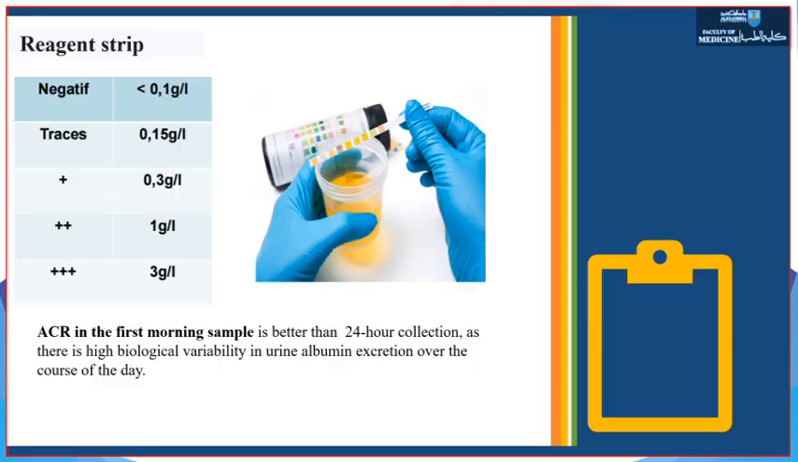This is an example of the reagent strip used for detecting albuminuria in urine analysis. It will give you a rough semi-quantitative estimation of the quantity of albumin. For example, 1 plus is approximately 0.3 gram per liter of albuminuria, 2 plus is 1 gram, and so on. You have to confirm this with an albumin creatinine ratio done on the first morning sample, which is more practical than the 24-hour urinary collection, which is liable to either over or under collection of albumin.